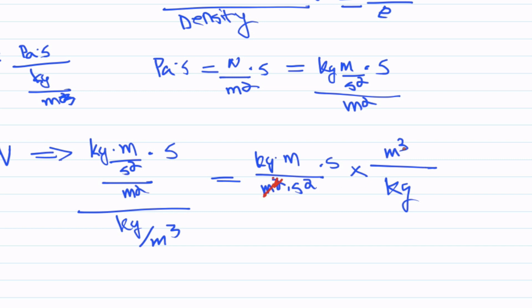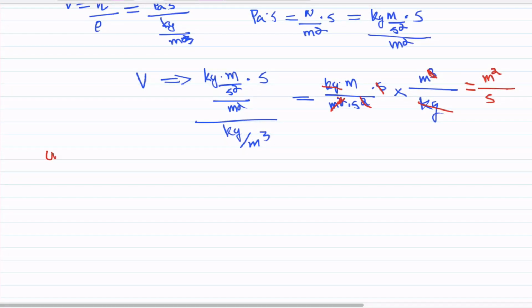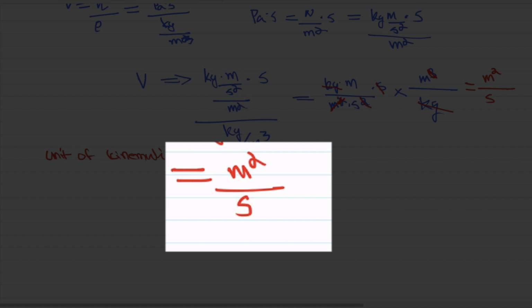We can cancel meter square here with meter, and kilogram with kilogram, second square with second, and at the end I will be getting meter square per second. So this is the unit of kinematic viscosity in SI. The unit of kinematic viscosity in SI is meter square per second. Even though it looks weird, it's the unit of kinematic viscosity, meter square per second.